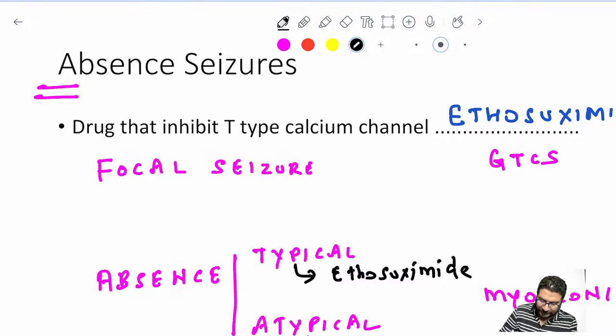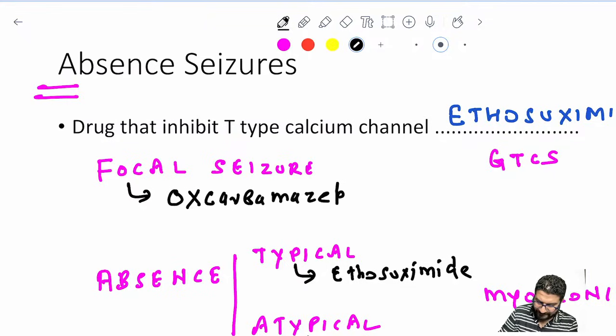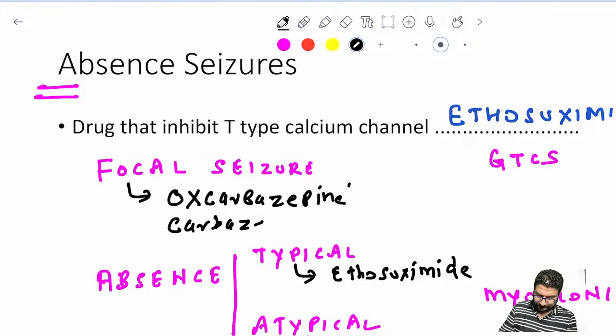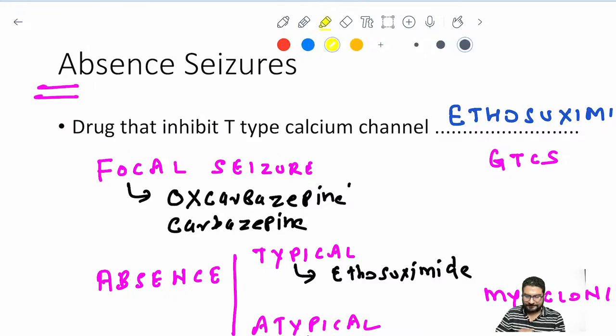Suppose I ask you, what is the one drug that you will choose in focal seizures, focal epilepsy? Remember, there is a tablet called Oxetol, oxcarbazepine. It is slightly better than conventional carbamazepine. Clear? So we can use oxcarbazepine or I can say carbamazepine. Right? Then GTCS, tell me what will you give in GTCS? Myoclonic. Now understand this thing. You just have to remember this much.